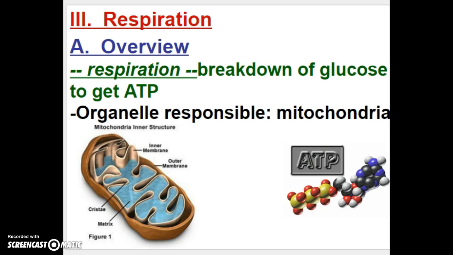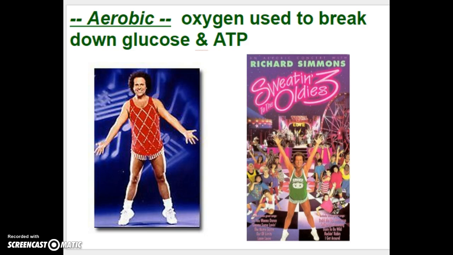There's two different ways cells can undergo respiration. One type is when oxygen is used to break down glucose and ATP, and we call that aerobic respiration. Aero, of course, stemming from the Latin word for air. So in this case, oxygen, loosely, is used to break down glucose and ATP.